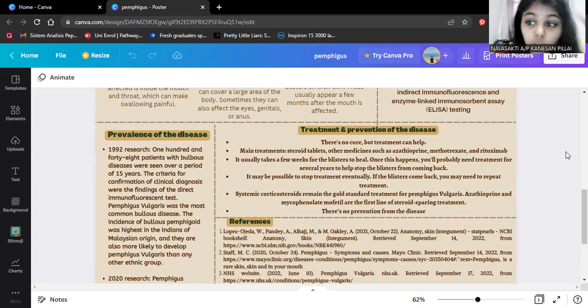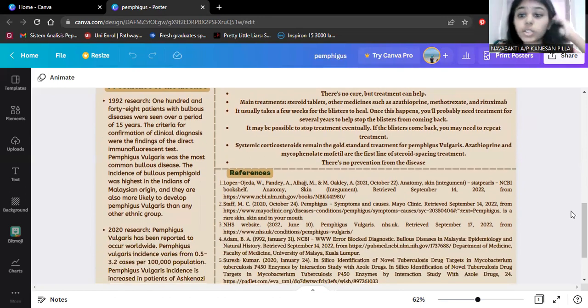Systemic corticosteroids remain the gold standard treatment for pemphigus vulgaris. Azathioprine and mycophenolate mofetil are the first line of steroid-sparing treatment. There is no prevention from the disease, according to the research.